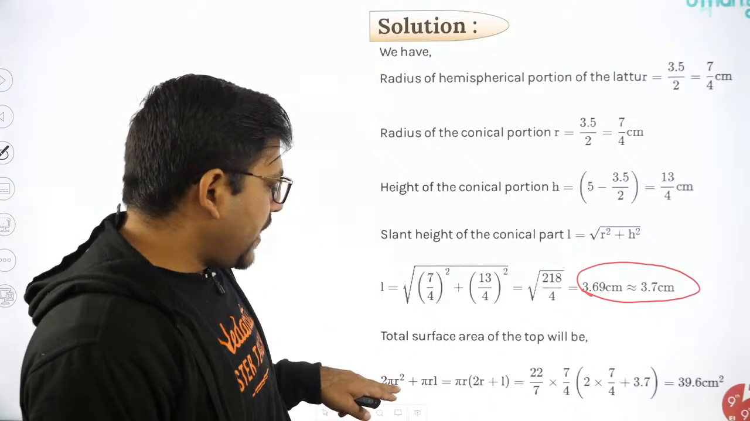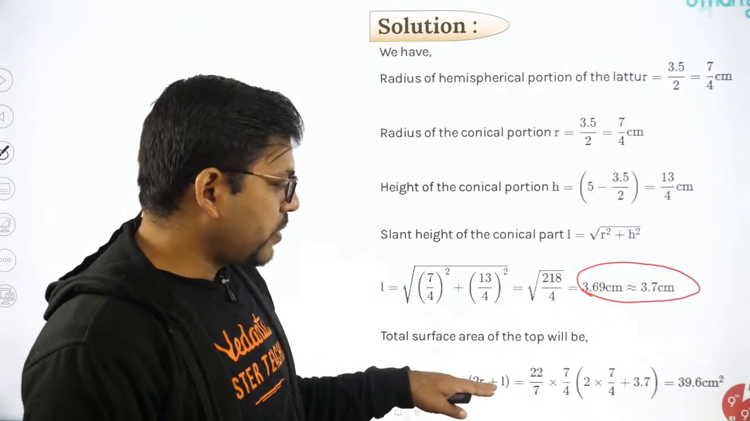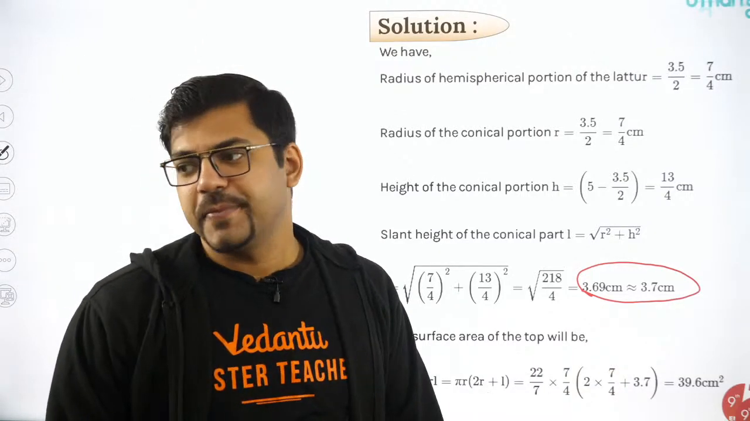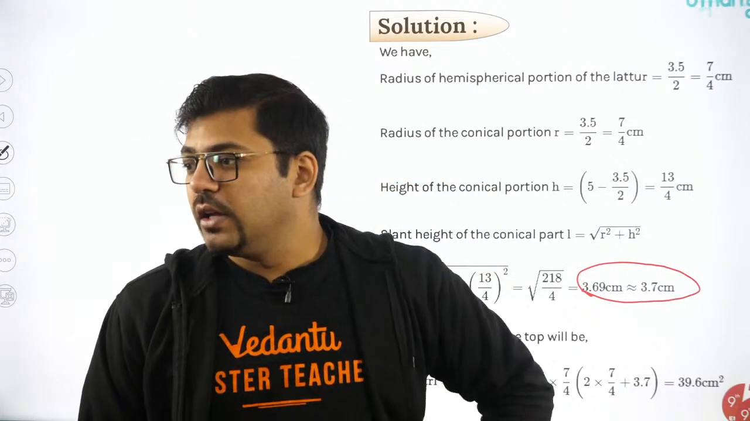Now you have to find 2 pi R square plus pi RL. What we did: 2 pi R square plus pi RL, you can put the formula, put the values, and get the answer. Did you all understand it or not? Just tell me yes. That is the first thing.